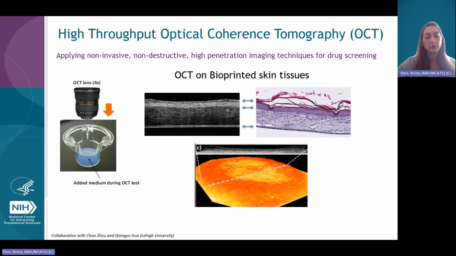Another technique we used is called optical coherence tomography, or OCT, and this is a non-invasive, non-destructive imaging technique. This was nice to monitor the development of the epidermis to make sure everything looked good while the skin was maturing. And this is the image that you saw on the cover of the Tissue Engineering Journal.